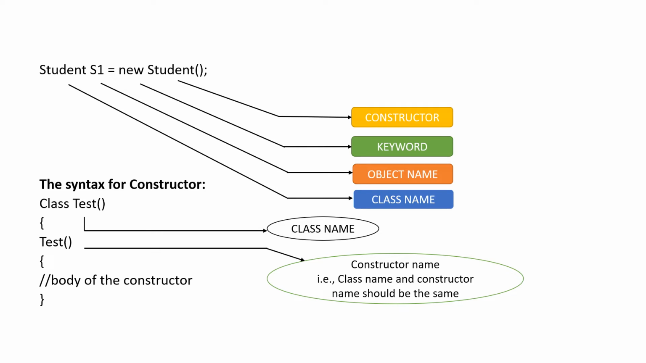Now coming to the syntax for creating a constructor. As I said earlier, the class name and the constructor name should be the same. Look at this example: the class name is Test, and the constructor name is also Test. So the class name and constructor name are the same, and here you will type the body of the constructor. So this is the syntax for the constructor. Just remember that the class name and the constructor name should be the same.